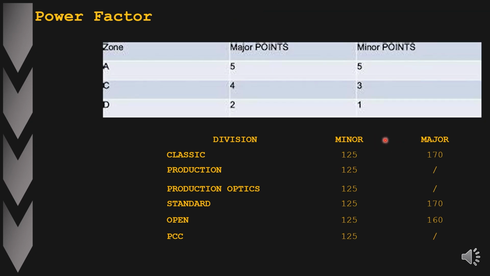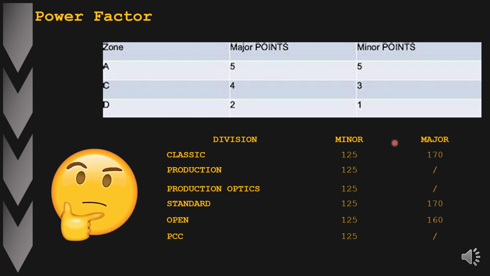The A zone for both minor and major is the same, it's 5 points, but the difference comes with the Charlies and the Deltas. Charlies in minor are scored with 3 points, in major 4 points. The Deltas in minor are scored with 1 point and in major with 2 points. So there is a significant difference in shooting a minor or major power factor.